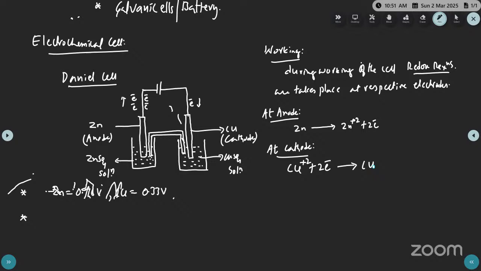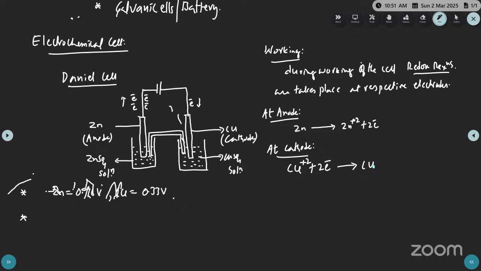What is reduction? Gain of electrons is known as reduction. Loss of electrons is known as oxidation. So at the anode oxidation and at the cathode reduction reactions take place. Both the reactions together are called redox reactions.